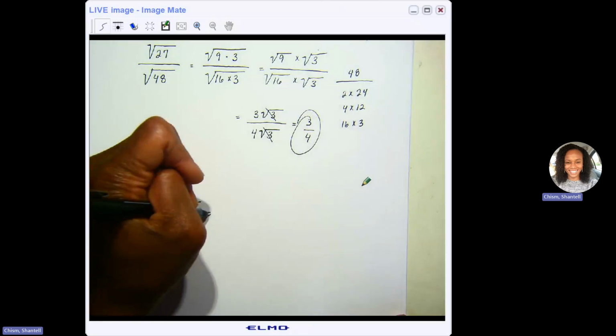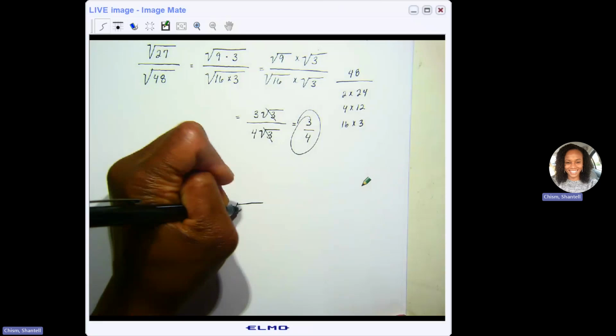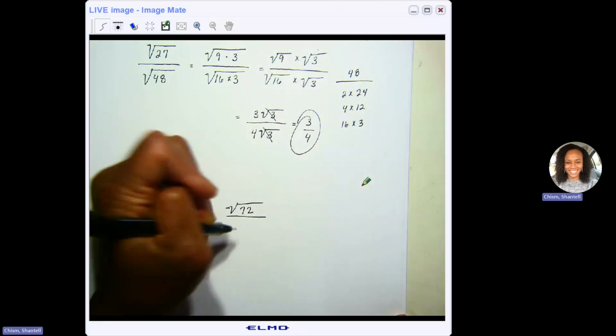Okay. So I'm going to give top its own radical. We'll give bottom its own radical.